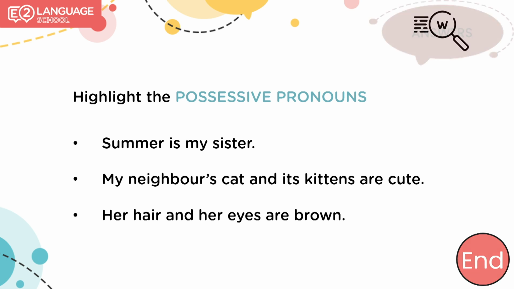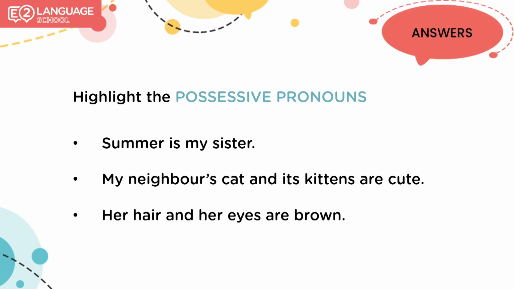Okay, let's check the answers. So, the first possessive pronoun, what could you find? Well, the answer is my. Next, we have another my and its. So here, its is referring to the cat, the neighbor's cat, so an animal.